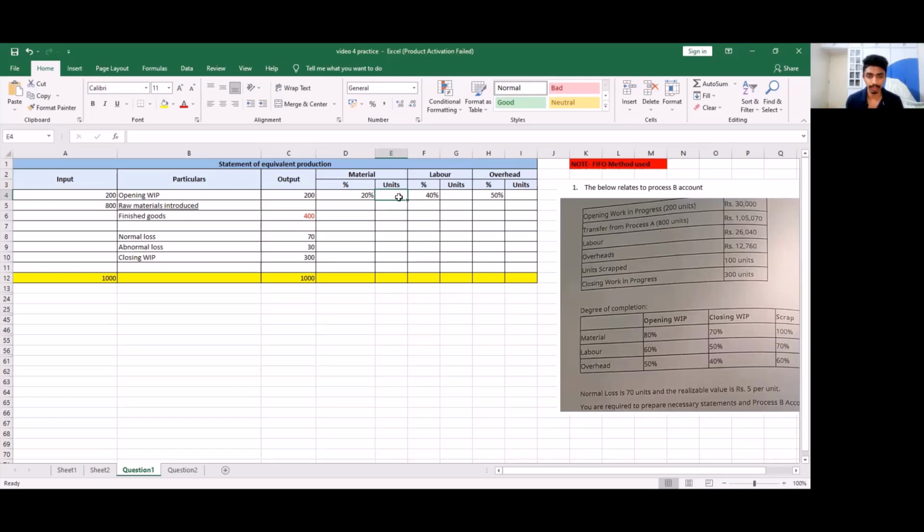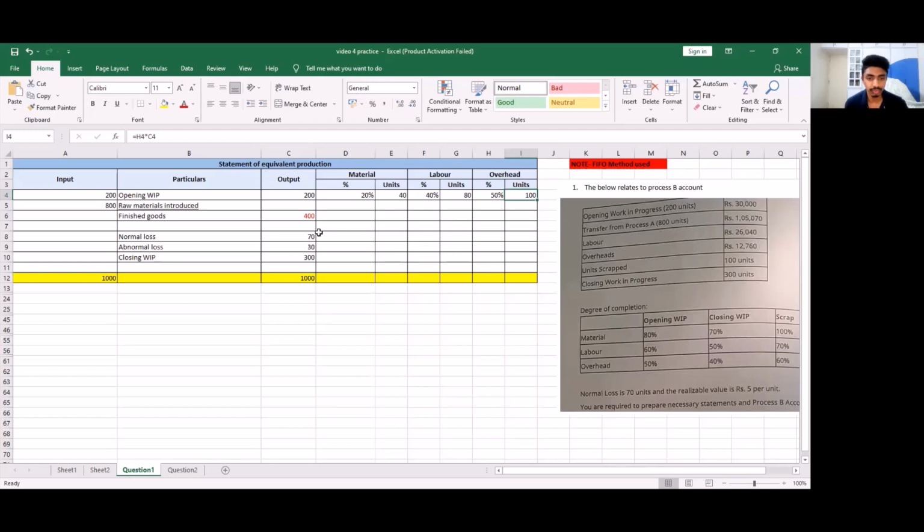Same thing we do here. So instead of saying I'm going to do 20% work on 200 shirts, if I have to put this in units, I will simply find our equivalent production, which is 20% of 200. We get 40 units. Similarly, we do the same for the others. So we do 40% of 200 and we get 80. And finally, we have 50% of 200 and we get 100. So these numbers 40, 80 and 100 are our equivalent production.